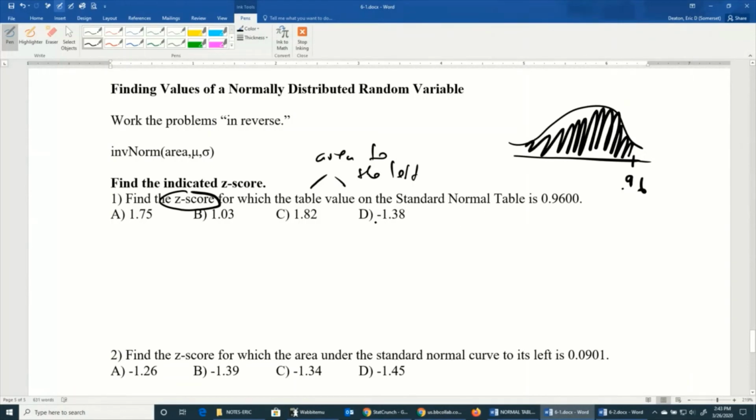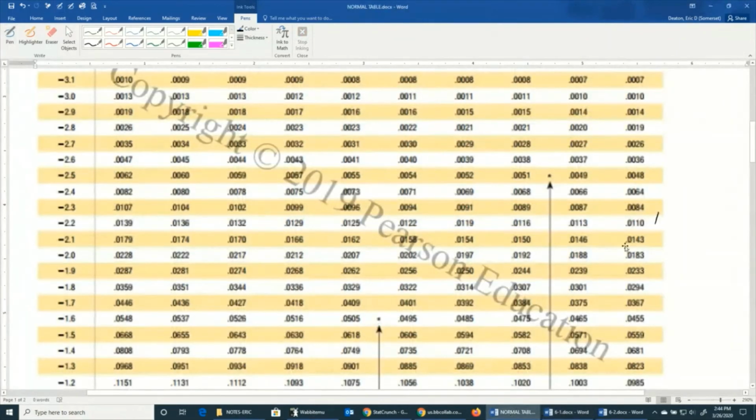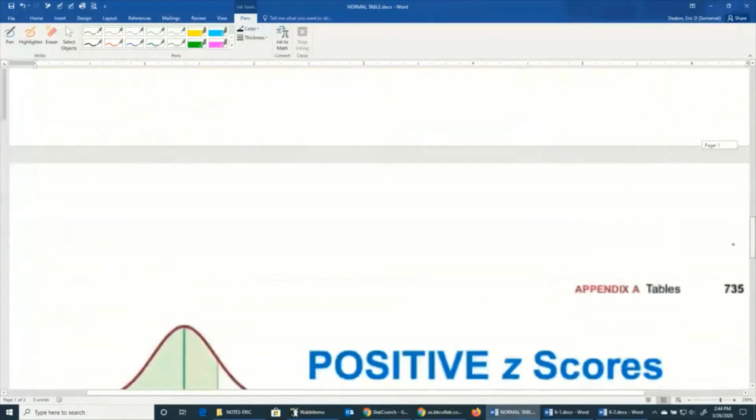So automatically, it can't be that one because negative is way over here. So in that 0.96, I actually drew it wrong. I should never draw it there because that's where z-scores go. I'm going to draw it up here. That's this area. We need to find this z. So it's a backwards question. You want to find the 0.9600 in the table. Go to your table, look for the 0.9600 here, which is going to be the positive side.